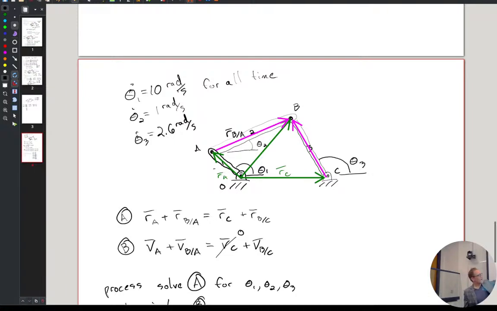So which way is link 2? Is it moving up? Is it moving down? Fast? Slow? What do we think? What's it doing?